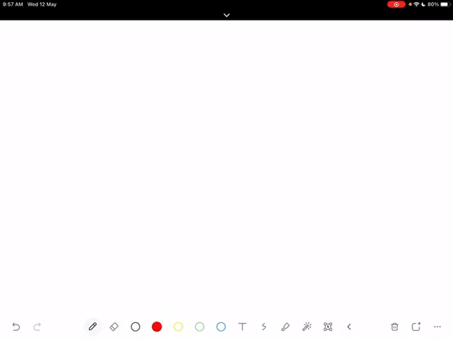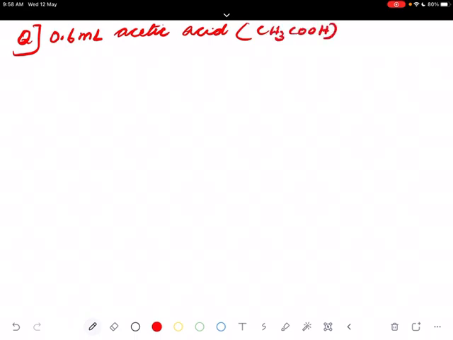Next question. 0.6 ml acetic acid. Acetic acid is CH3COOH. Acetic acid example we learned in two ways, that is acetic acid in water, that is partial dissociation, and acetic acid in benzene, that is complete association.